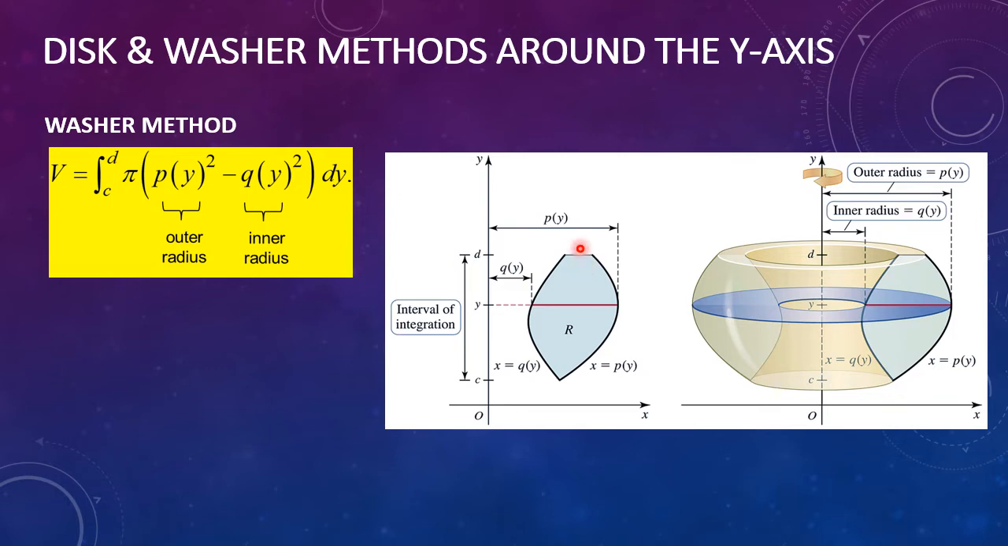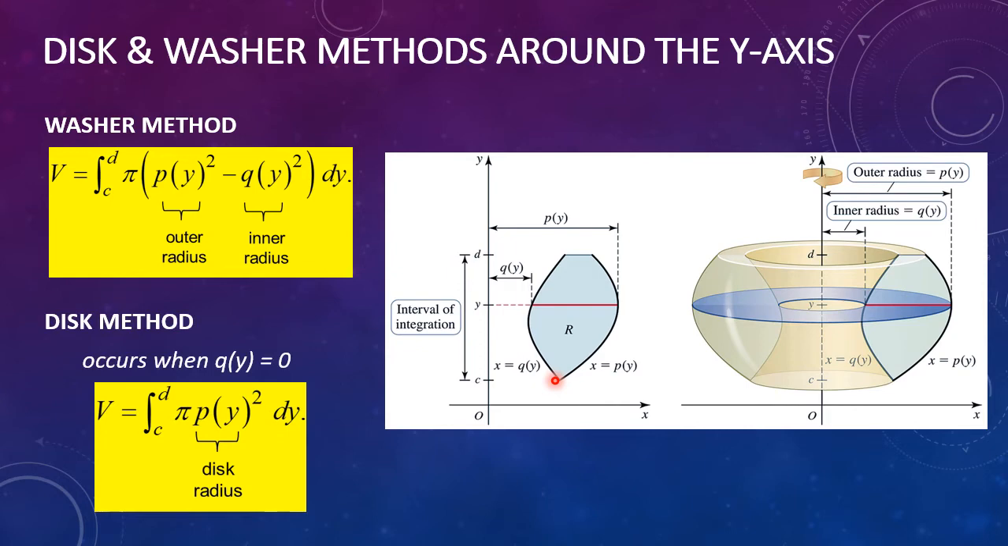Notice if we get rid of q sub y, or make that equal to 0, then what happens is we just have the disk method, where there would be no hole here. This would just be a big solid spherical-looking thing with a flat top and a flat bottom between c and d. So here we would just have pi times the function squared, which we saw is the disk method.